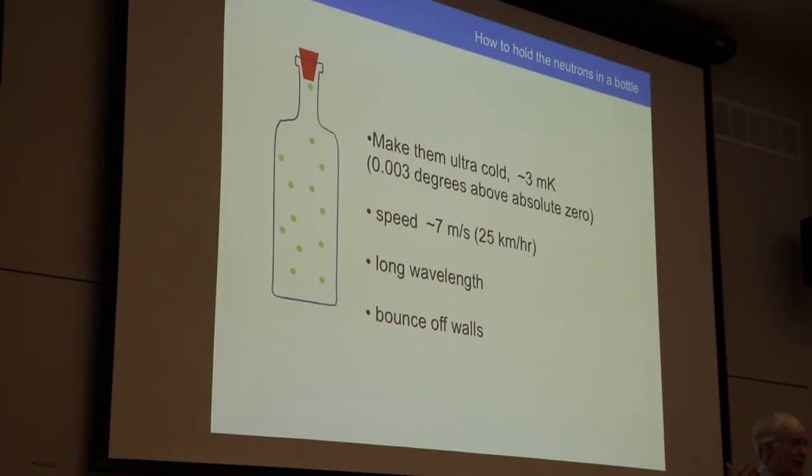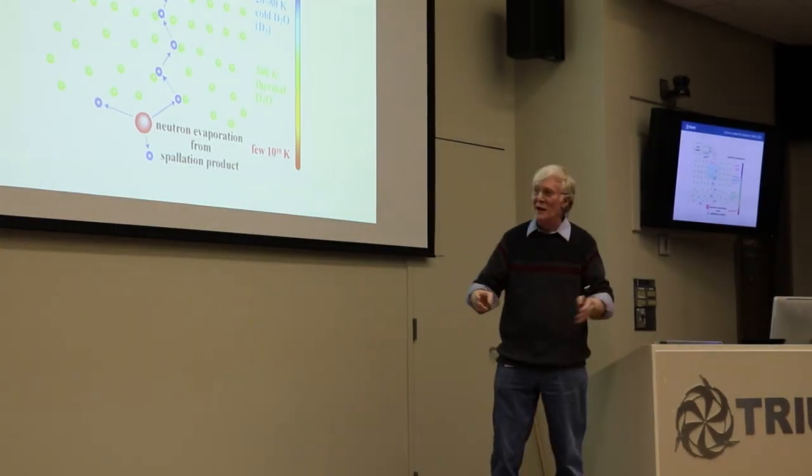So we slow them down, and this is an oversimplification. It's sort of a quantum mechanical thing. For each material, there's a speed below which they bounce off. They usually just express it as an energy, and call it the Fermi potential. And you can look those up.